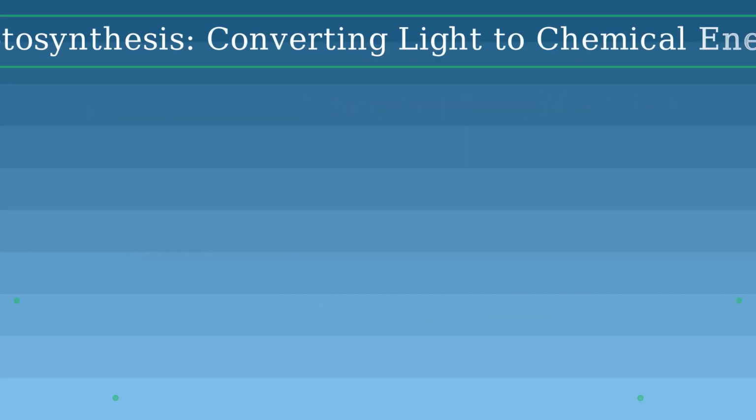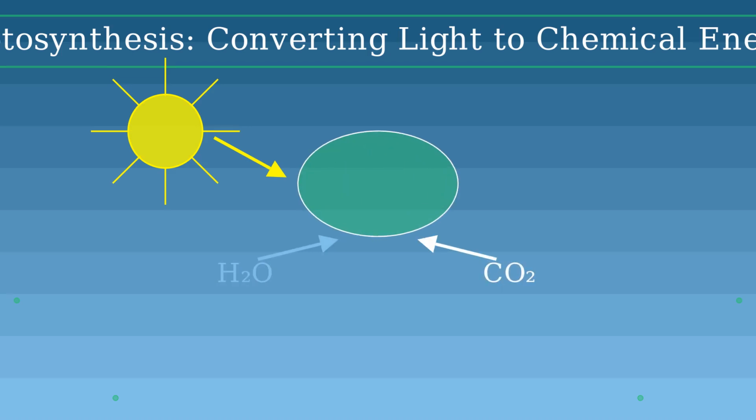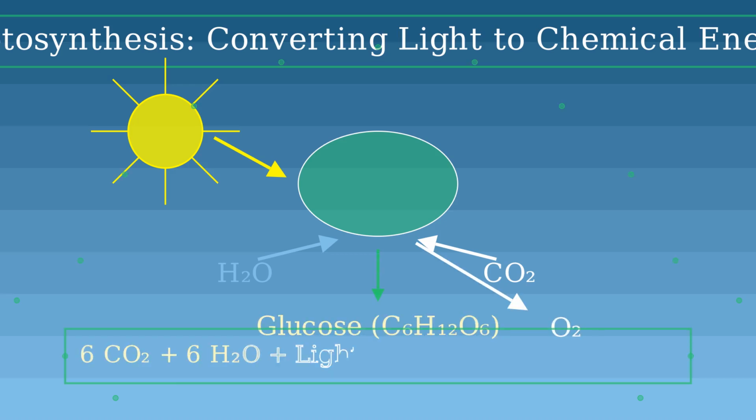Photosynthesis is the process by which chloroplasts convert light energy into chemical energy. This complex process begins when chloroplasts capture light energy from the sun. The chloroplast uses this light energy, along with water and carbon dioxide, to produce glucose and oxygen. The overall equation for photosynthesis shows that 6 molecules of carbon dioxide and 6 molecules of water, combined with light energy, produce 1 glucose molecule and 6 oxygen molecules.